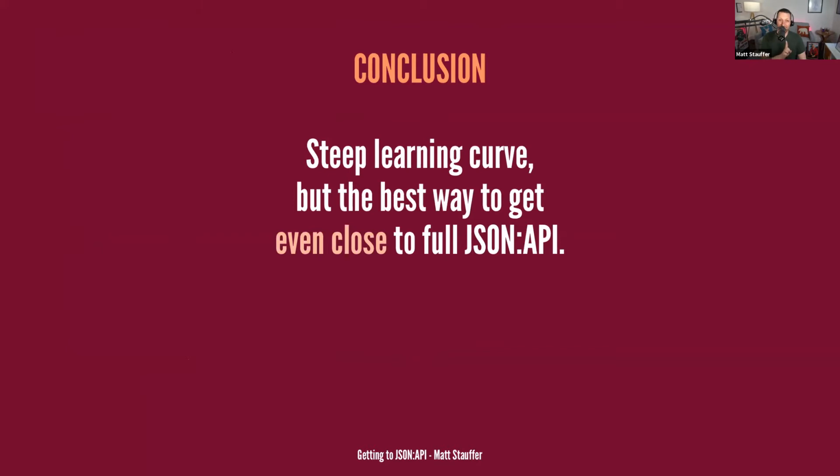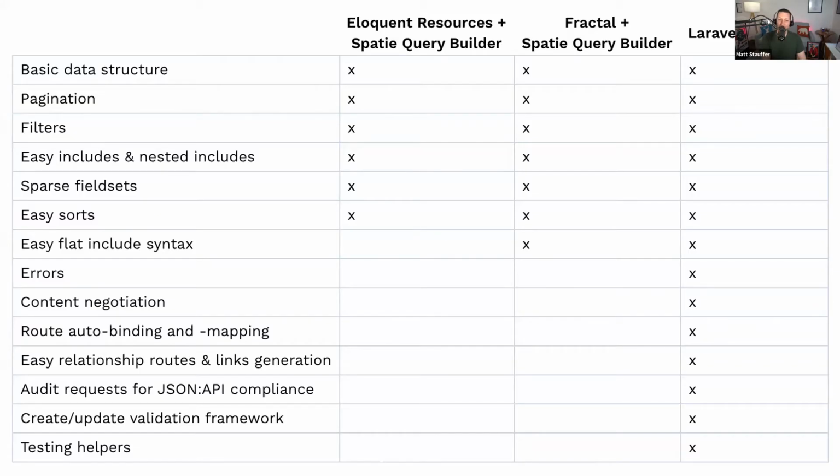But let me show you this chart in a second. It's a steep learning curve because it works so differently than what we're all used to. However, it is the best way to get even close to full JSON API. Now, granted, this list might not be all the things. I didn't actually compare this list right here against every single thing that is a must in the JSON API spec, but that's a much different list there. And you get so many things for free out of the box with this one.